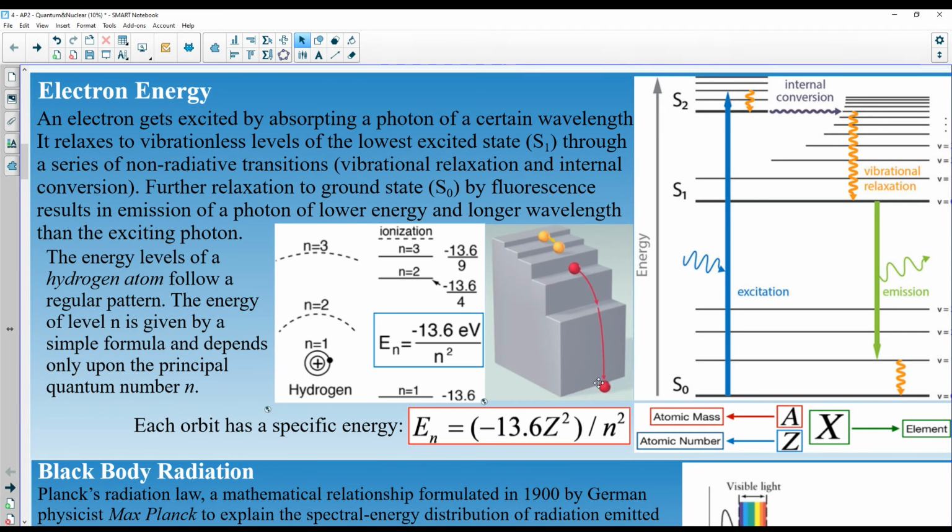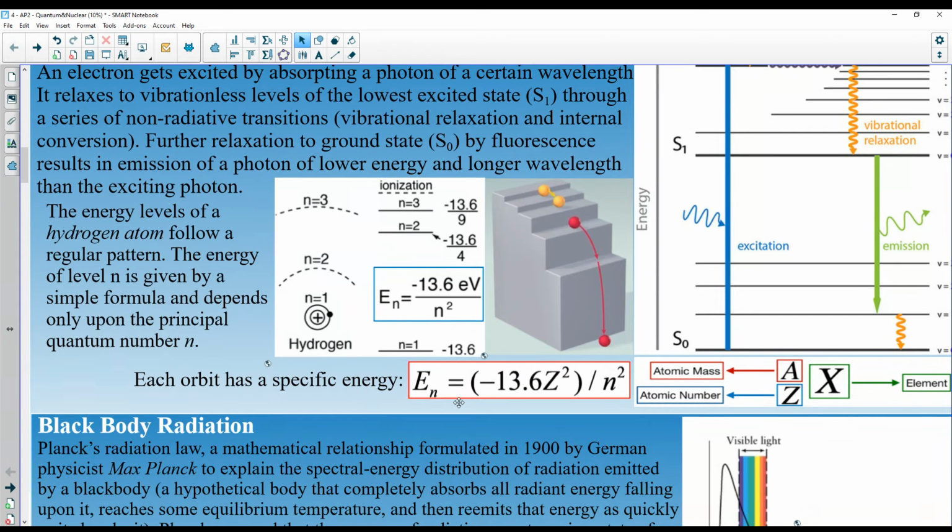electrons cannot jump from one level to another unless they have the exact amount of energy needed to jump from one level to another. So for the hydrogen atom, it would be negative 13.6 electron volts needed to change from one level to another level. And each orbit has a specific energy needed to bump that electron out of the atom.